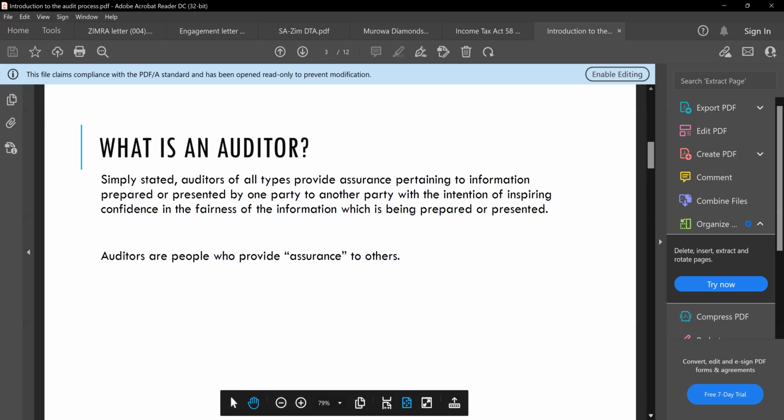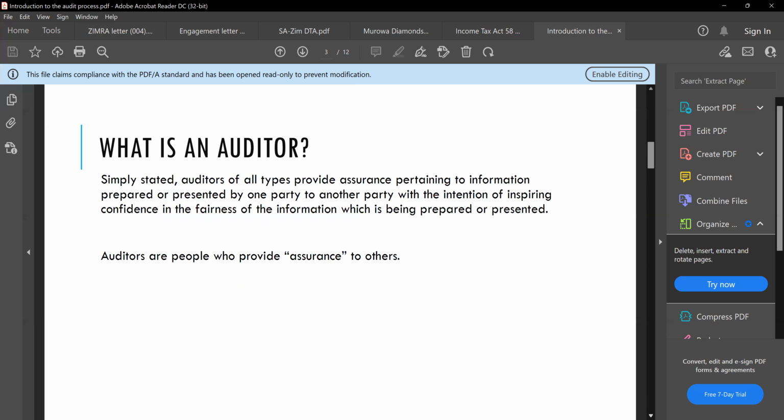So what exactly is an auditor? Simply stated, auditors of all types provide assurance pertaining to information prepared or presented by one party to another party with the intention of inspiring confidence in the fairness of the information which is being prepared.